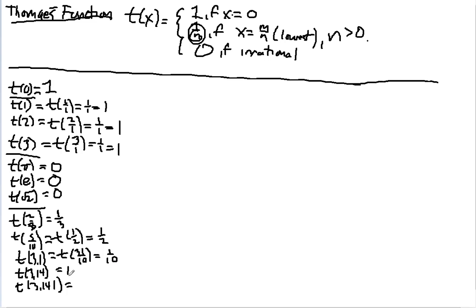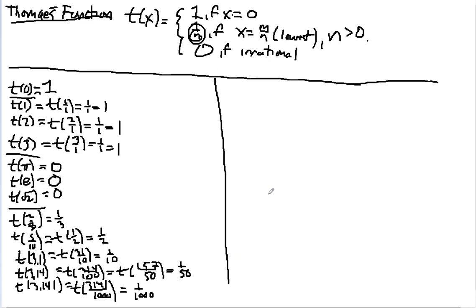T of 3.14 is the same as T of 314 divided by 100. That's not reduced, so let's reduce this: 157 divided by 50. There we go, that's reduced. So that gives me 1/50. And similarly, T of 3.141 is T of 3141 divided by 1,000, which equals 1 over 1,000. So that's how you compute using this function.